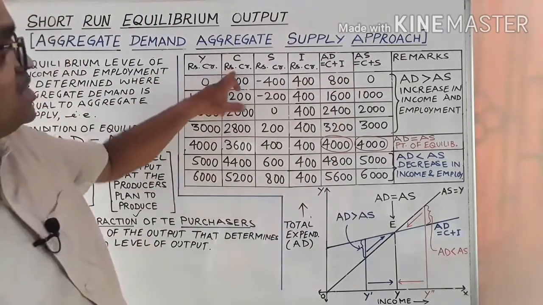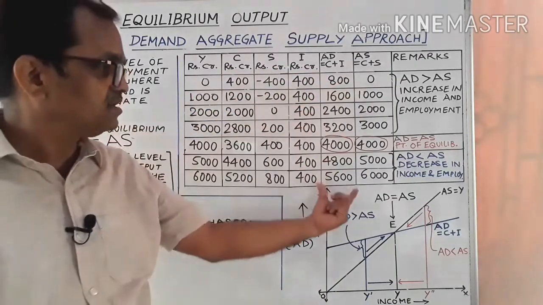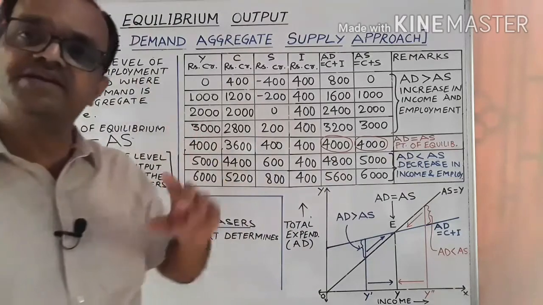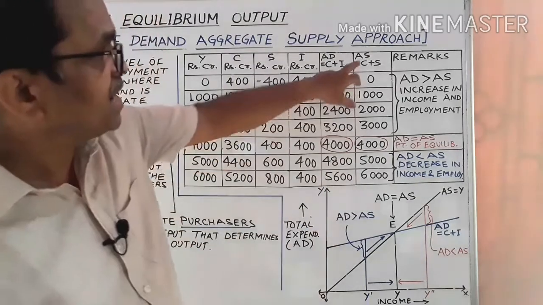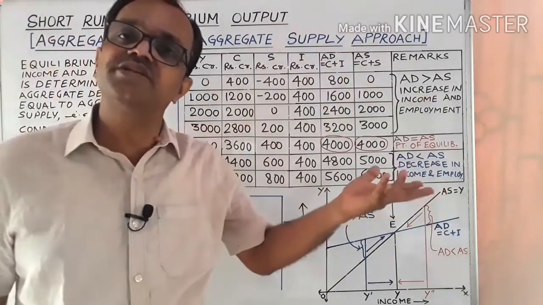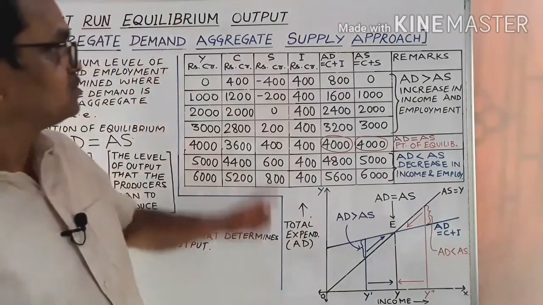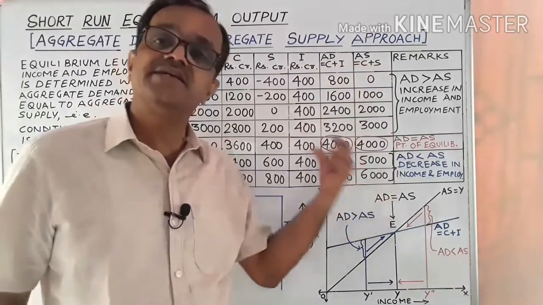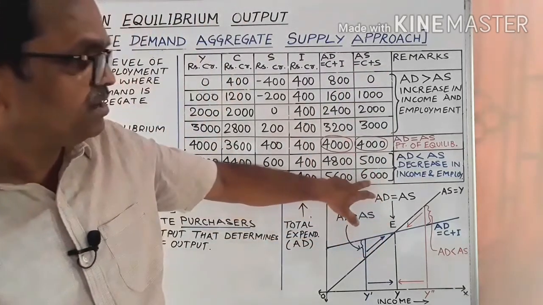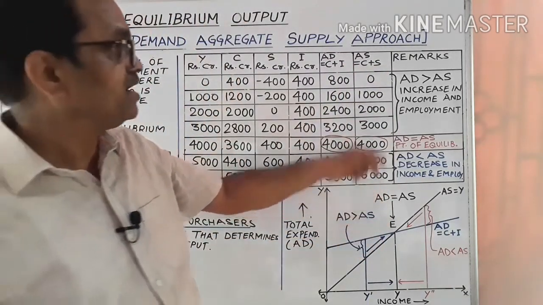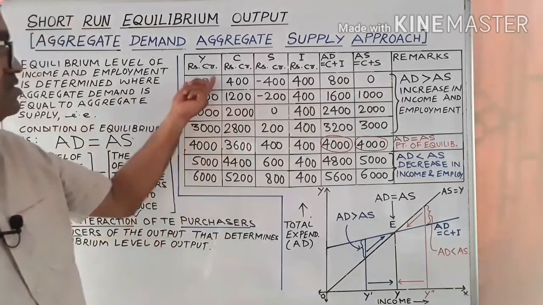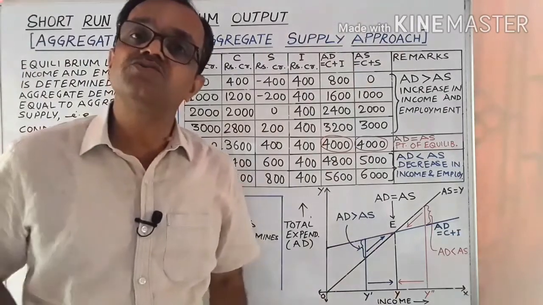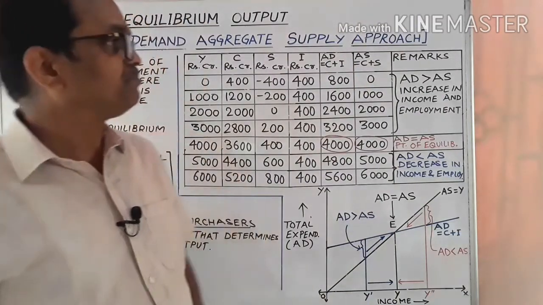So these C plus I values are the various amounts of aggregate demand at different levels of income in the economy. Similarly, aggregate supply is equal to consumption expenditure plus savings. The sum total of C and S gives us the value of aggregate supply, that is simply equivalent to the national income. So AS is equal to Y, and that is equal to C plus S.